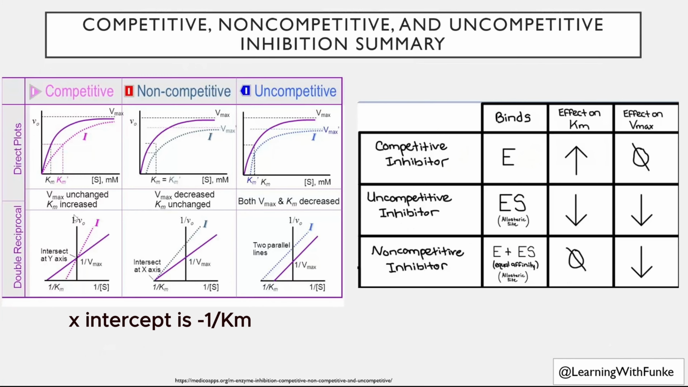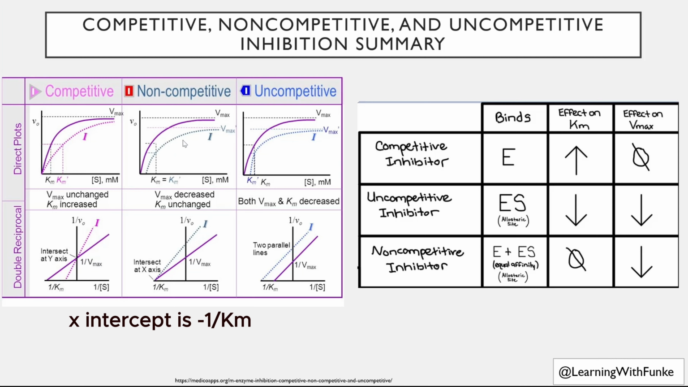And so pretty much looking into competitive versus non-competitive versus uncompetitive. This is a quick summary slide. So for the direct Michaelis Menten plot, for competitive, we see that the Km shifts to the right, right? We achieve the same Vmax, but we achieve it at a higher substrate concentration. So our Km prime is equal to Km times alpha, right? Because we have that Km increasing to the right.